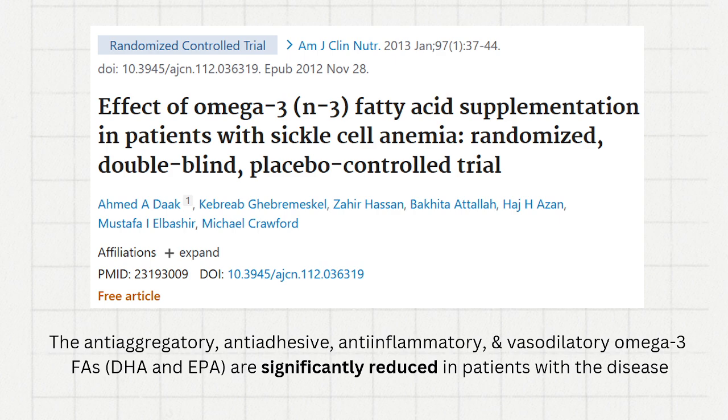The main finding of the study is that the anti-aggregatory, anti-adhesive, anti-inflammatory, and vasodilatory omega-3 fatty acids are significantly reduced in patients with sickle cell disease. And those with supplementation have fewer hospitalizations, less need for blood transfusion, and fewer complications. Please check it.